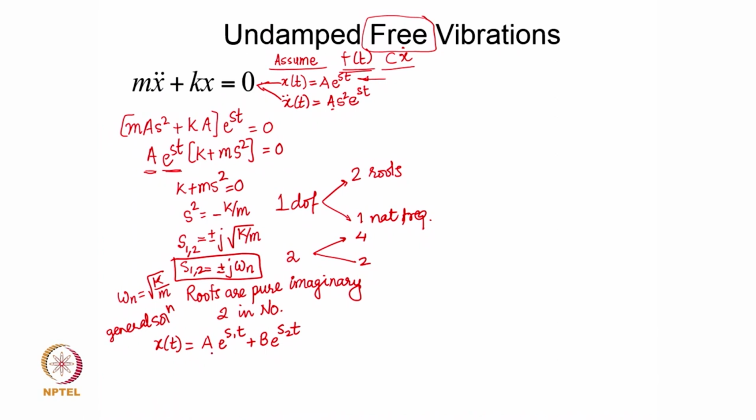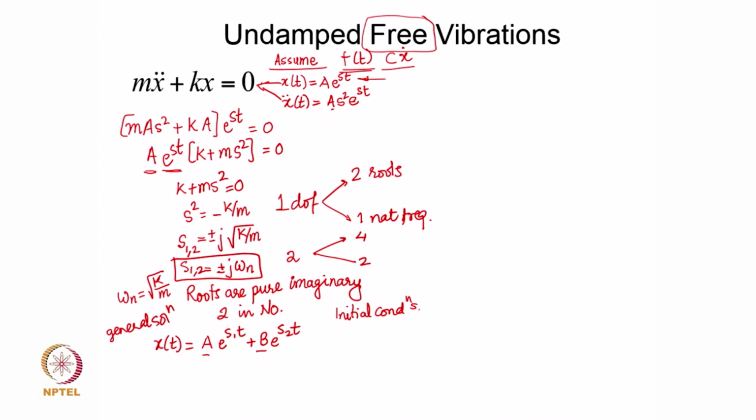Now, the question is, how do I find A and B, because unless I know both A and B, I cannot define my response at all instants of time t. So, I shall have to obtain A and B, and the way I can do that is by using some initial conditions. I will make use of the initial conditions to find out the values of A and B.